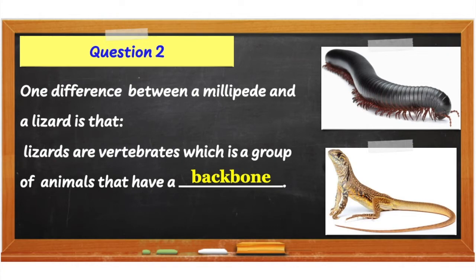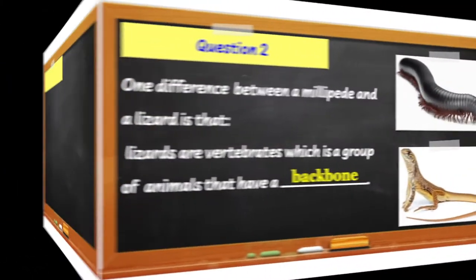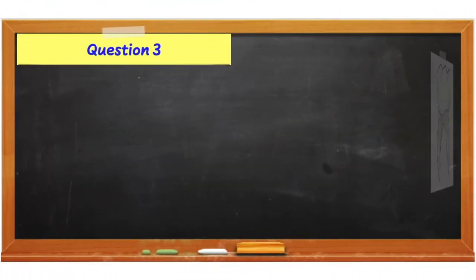One difference between a millipede and a lizard is that lizards are vertebrates, which is a group of animals that have a backbone. Question number three.